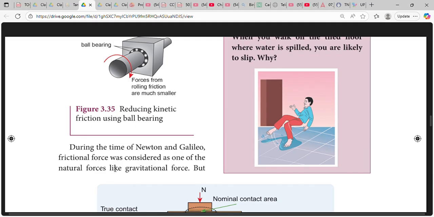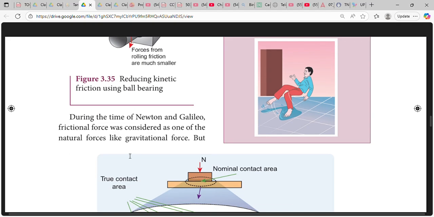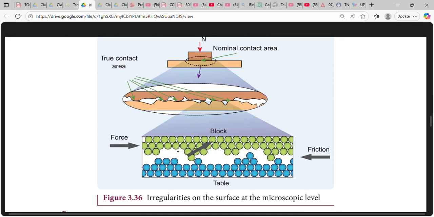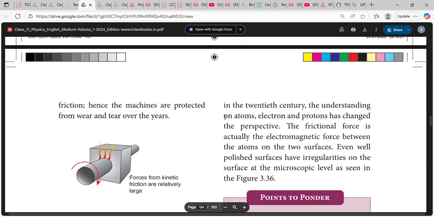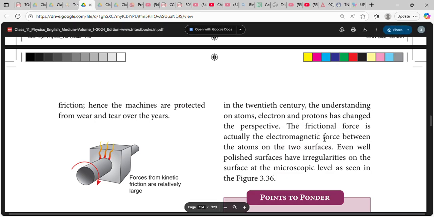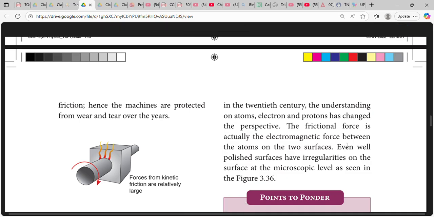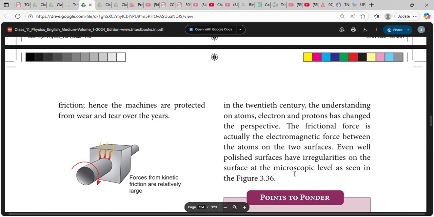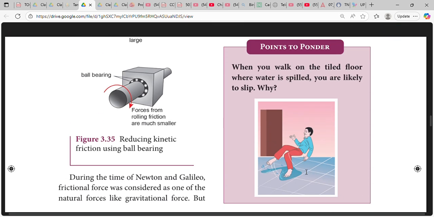During the time of Newton and Galileo, frictional force was considered one of the natural forces, like gravitational force. But in the 20th century, the understanding of atoms, electrons and protons changed the perspective. The frictional force is actually the electromagnetic force between the atoms on the two surfaces. Even well-polished surfaces have irregularities at the microscopic level.